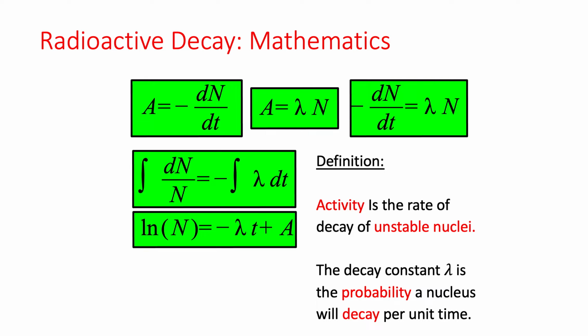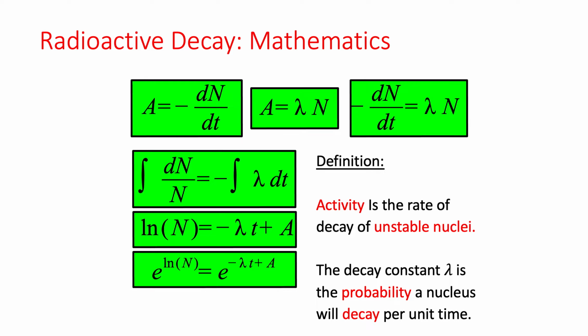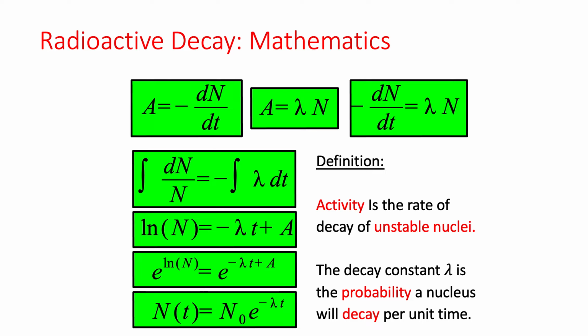Now I'm realizing that's a bad choice of letter there. This a is simply a constant. If we want to simplify this equation, we can take e to the power of each side, so e to the power of log of N is equal to e to the minus lambda t plus some constant a, which we can then rearrange as a function of time. N as a function of time is equal to some N0, that's a constant, times e to the minus lambda t. And this is the point at which we've got our exponential decay.